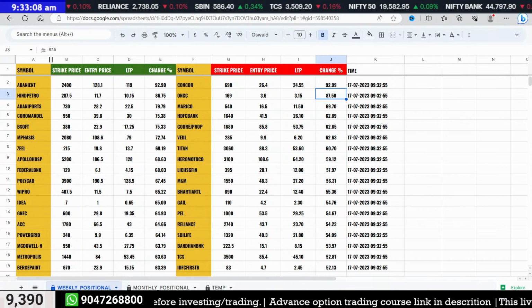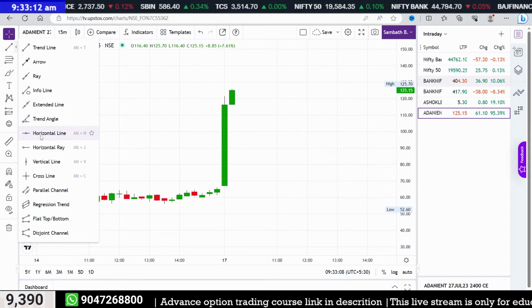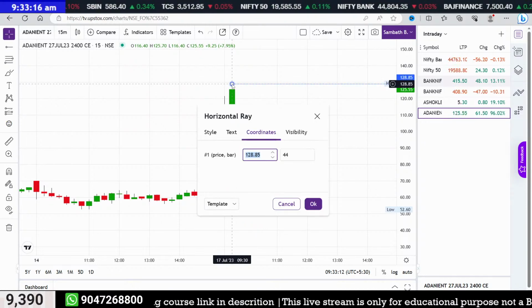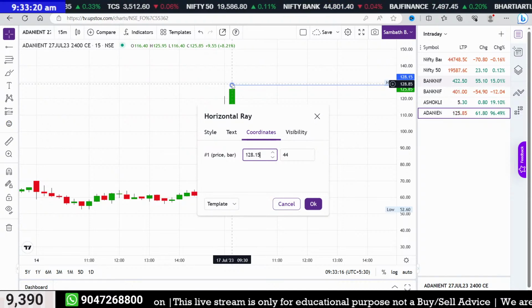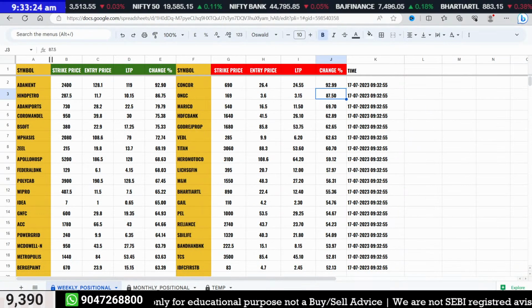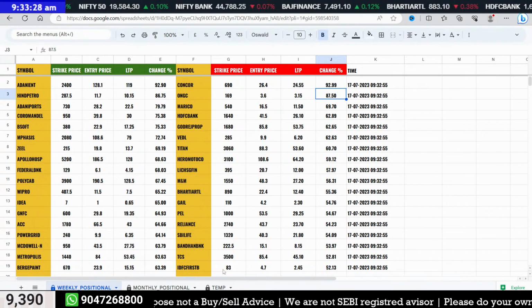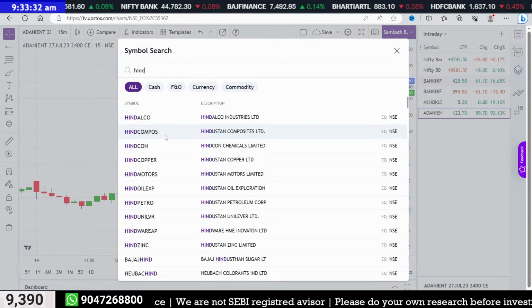The breakout is around 128.1. So maybe intraday or even positional, we can take weekly 128. This should be the new breakout, a fresh breakout level which we are focusing on. Indo Petro is almost nearing that. Adani Port 28.2, Indo Petro 287.5 call option.